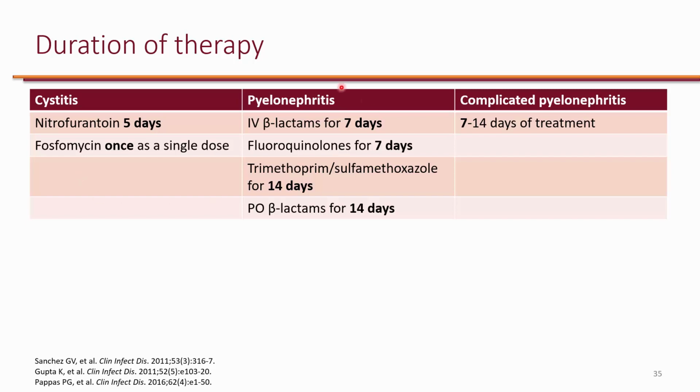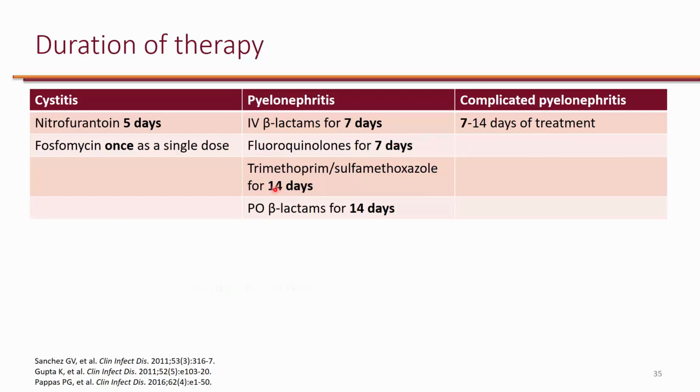For pyelonephritis with IV beta-lactams, total duration is 7 days. The same is true with fluoroquinolones, whether it's IV or PO, and that would be 7 days total. So let's say if someone got IV beta-lactam for the first 3 days, and then they were switched to a fluoroquinolone, then they just do 4 more days of fluoroquinolones plus the 3 days of IV beta-lactam to give you a total 7 days.